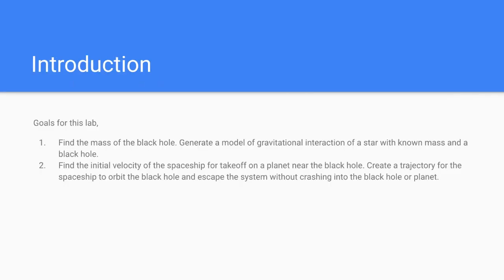In this lab, we will find the mass of the black hole and generate a model of gravitational interaction of a star with known mass and a black hole, find the initial velocity of the spaceship for takeoff on a planet near the black hole, and create a trajectory for the spaceship to orbit the black hole and escape the system without crashing into the black hole or planet. All of this will be done on GlowScript.